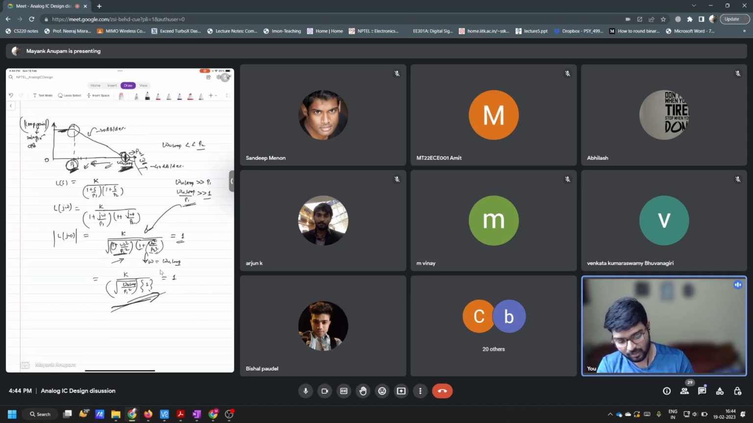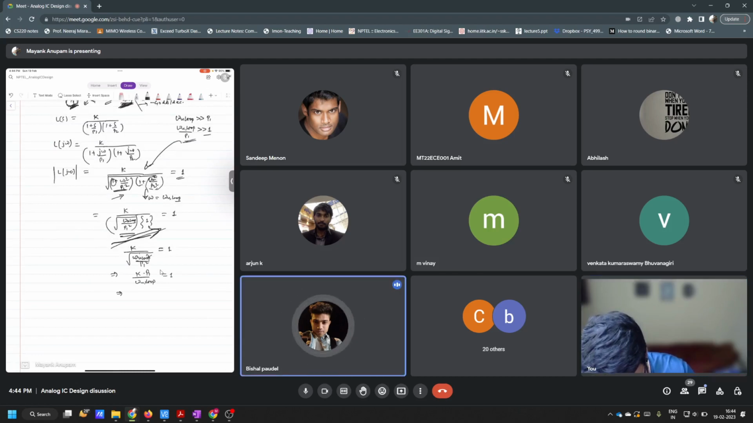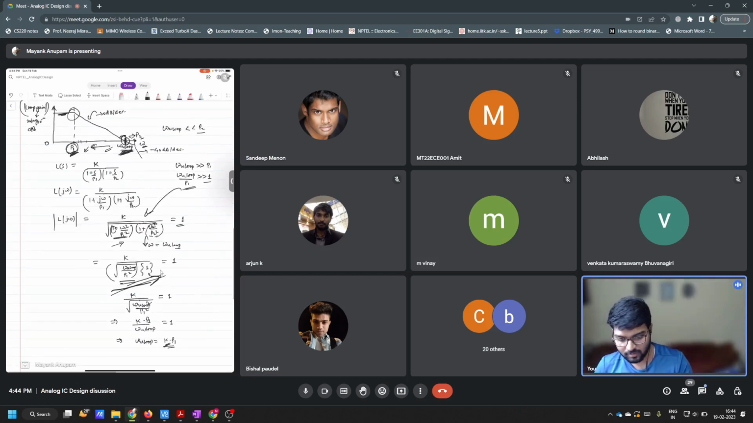With this you will get omega u loop, and it can be seen directly from here, right? This equation is k divided by root over omega u loop square divided by p1 square, and that is equal to 1, right? So what will omega u loop be from this equation? It is k divided by omega u loop into p1, and this is 1. So omega u loop is equal to k times p1. This k was the DC gain, and p1 is the first pole. It is strictly valid for a first order system.